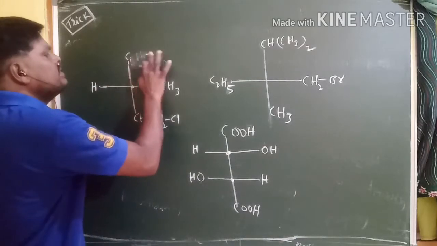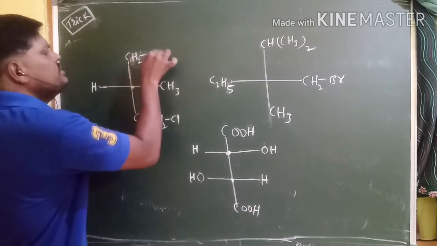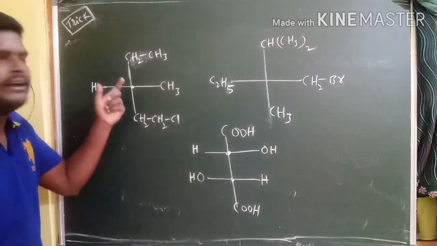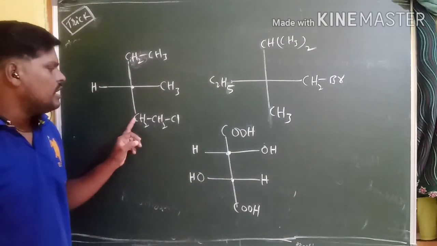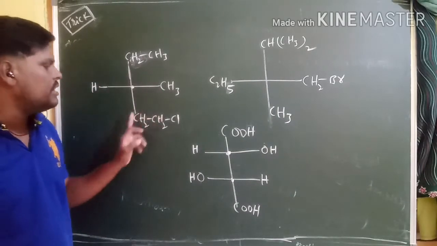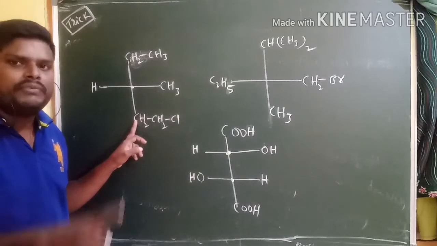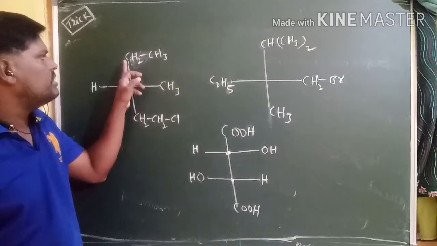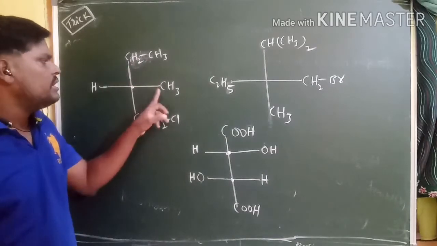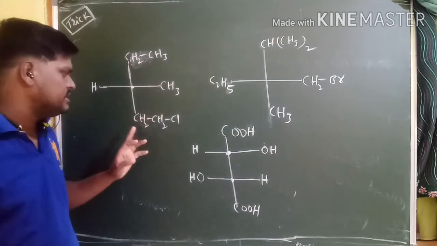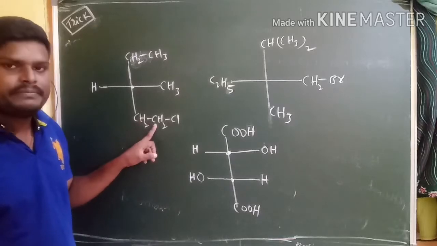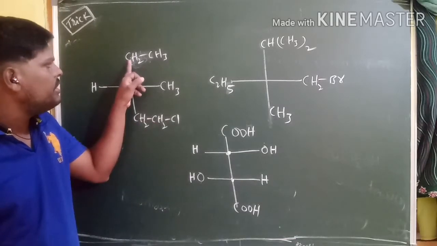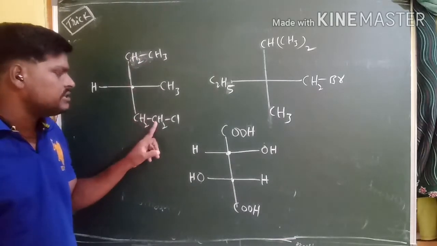C2H5 I want to write like this: CH2 bond CH3, so the purpose is clearly understood, right? The first atom is carbon. According to the CIP rule, if the center atoms are the same, go for the next one. What is the next one here? Here carbon. Here no carbon is there, so forget about this one. But here the next one is carbon. Right? Carbon, next one also carbon, next one also carbon.